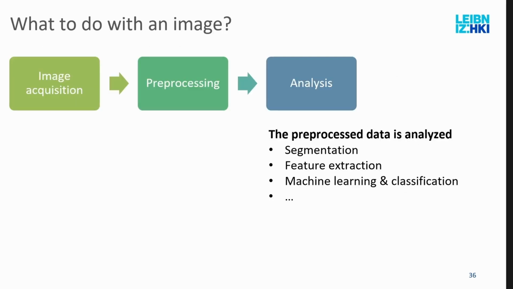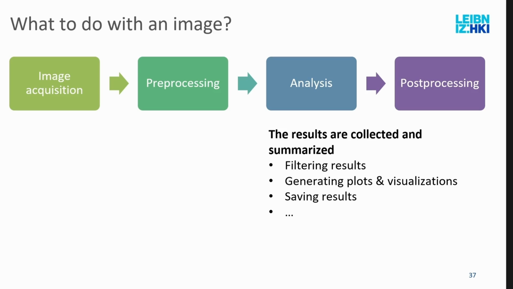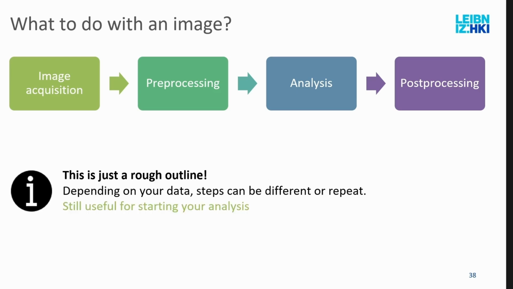Then you have something that's often called analysis. It's a very general term, and it often means something where you segment the structures that you're interested in, where you extract features that you're interested in, or for machine learning, which you can also do, you can apply that one or do some classification. This is a very general term, a very general outline. And then some post-processing afterwards, where you collect the results, summarize them, add some filtering, generate your plots and visualizations, save them out, etc. And it's a very general outline. It's taught everywhere, but in reality, it doesn't work.